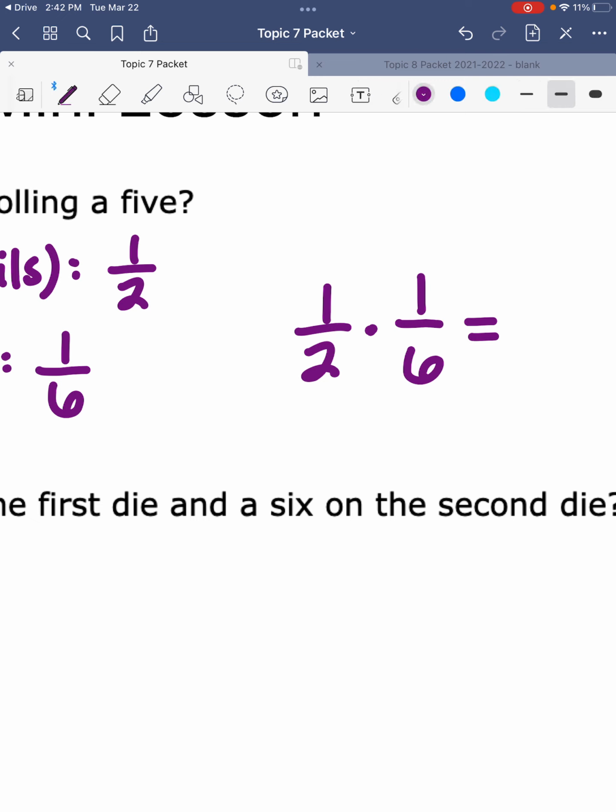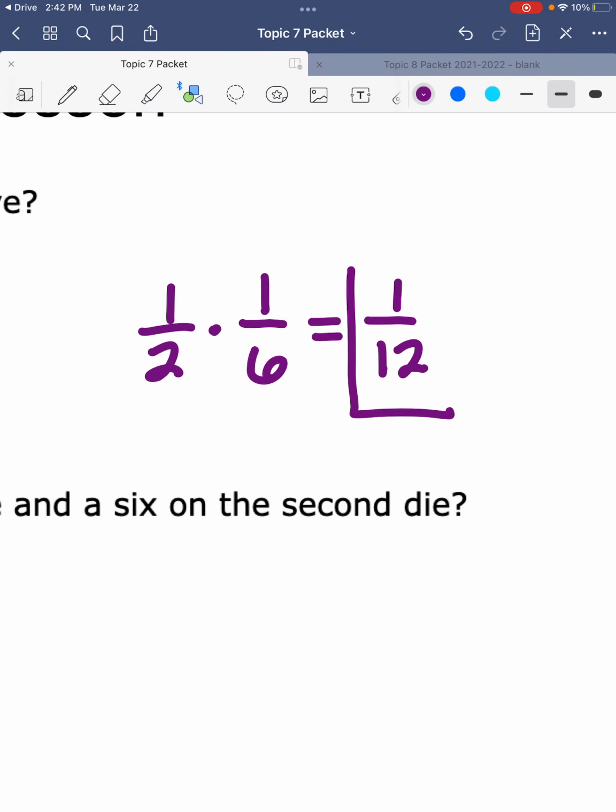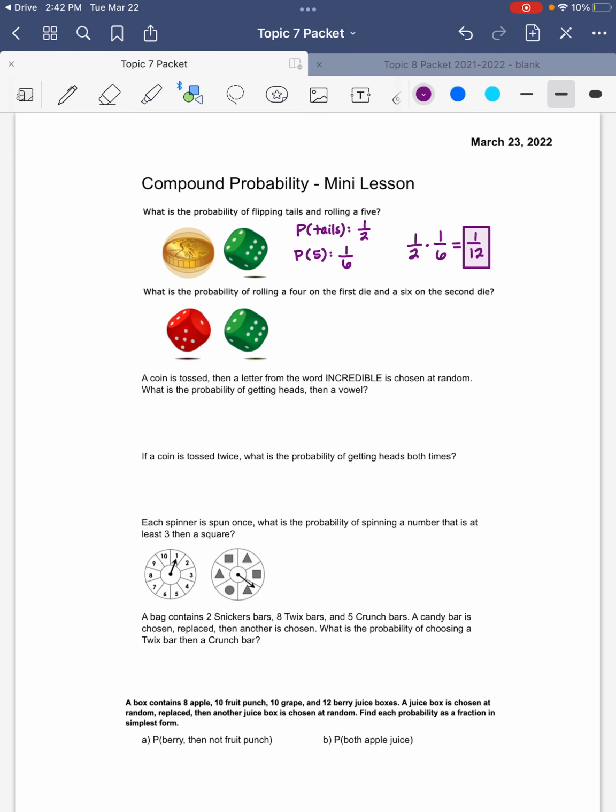So I'm going to start with my numerators. 1 times 1 is 1. And now I move to my denominators. 2 times 6 is 12. So the probability of both events happening is 1/12. Okay, let's move on to number 2.